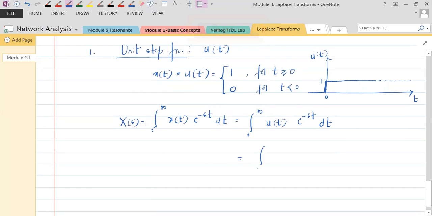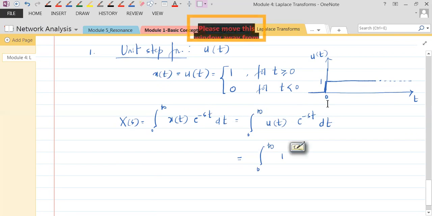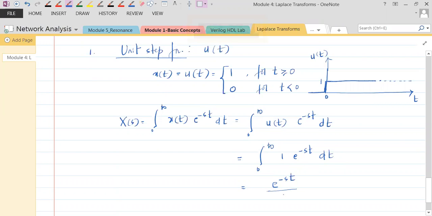Now, what is this u of t? U of t is 1 from 0 to infinity, isn't it? So it is 1 from 0 to infinity into e power minus st dt. What is the integral of an exponential? It is the same, divided by minus s, since it is being integrated with respect to t. So applying the limits is this.